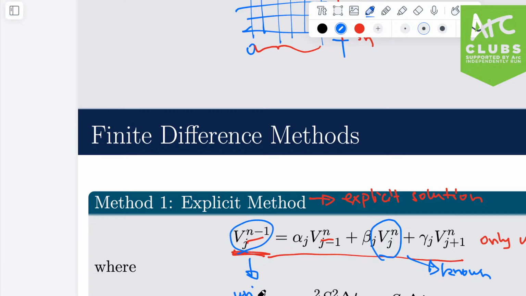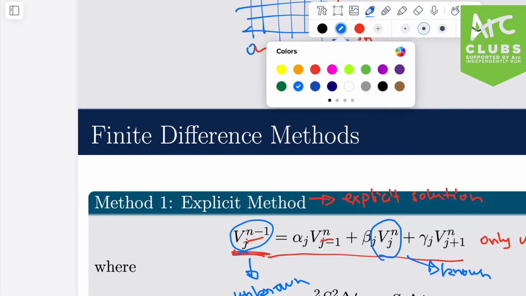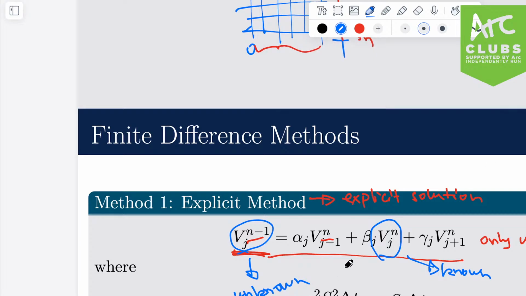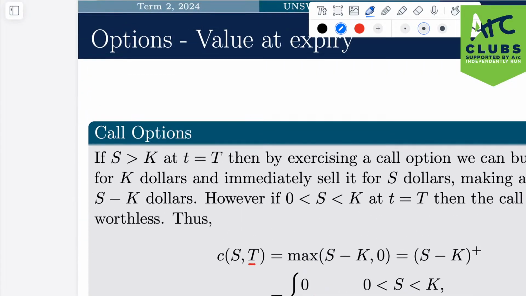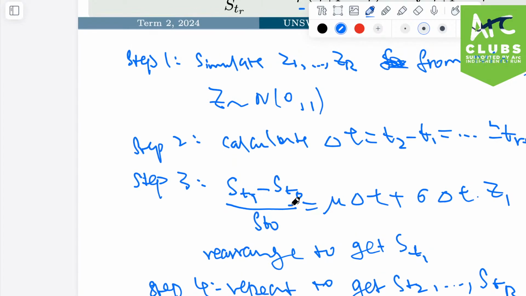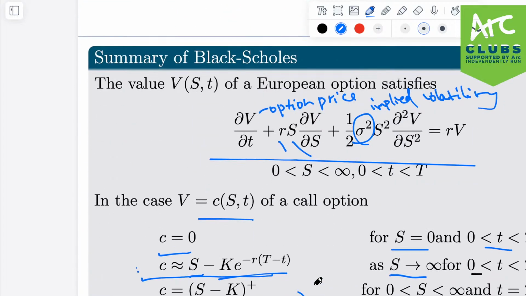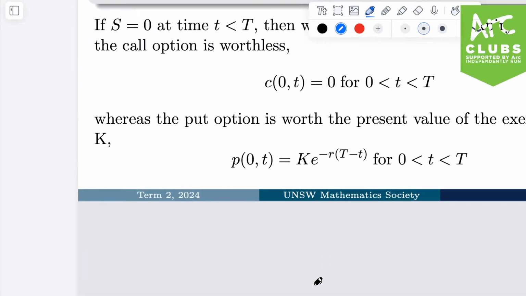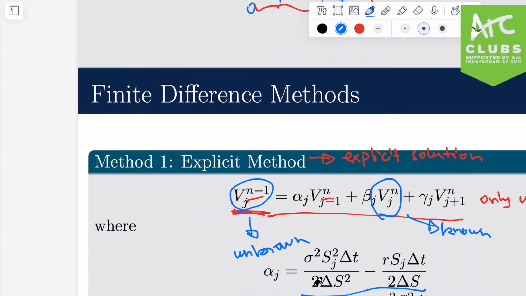If we only have one unknown in our equation and we have one equation, then surely we can find an explicit solution. And we have alpha j, beta j, and gamma j. Again, there is a more detailed derivation in the lecture slides, but that is what they mean. We can also find delta S and delta S squared just using the description here. As long as we know S0, we can find S1, S2, and calculate delta S, because delta S is just the change in S.